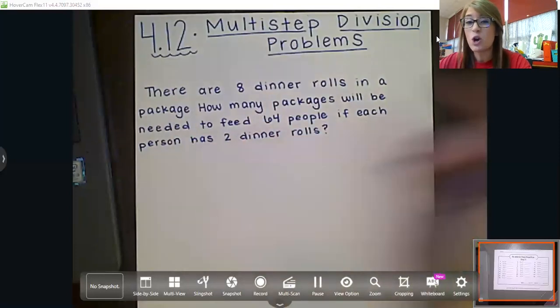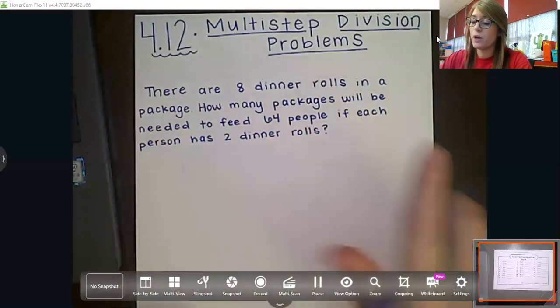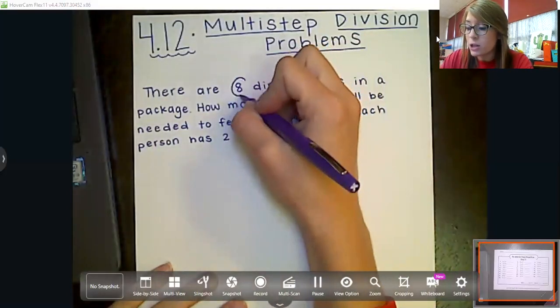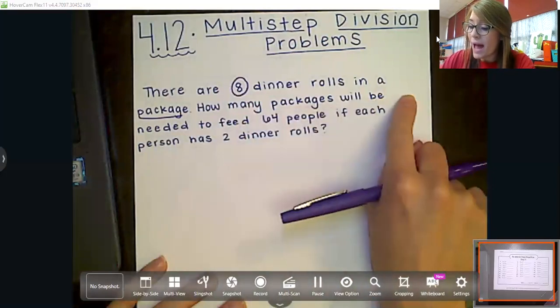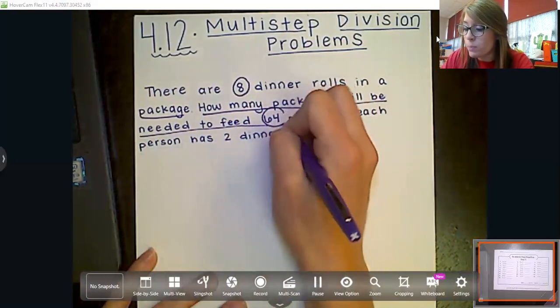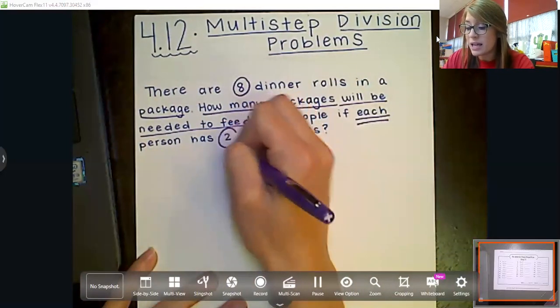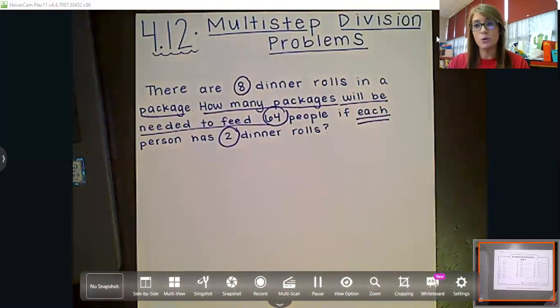Okay, so first things first, we need to go through and find the important information in this problem. Okay, so we know that there are 8 dinner rolls in a package. They want to know how many packages are going to be needed to feed 64 people if each person is getting 2. Okay, so the first thing we need to do is we don't know how many packages we need to buy until we know how many rolls we need. So how are we going to figure out how many rolls we need total if there's 64 people and each person's going to get 2?